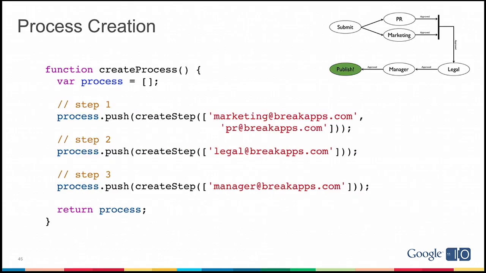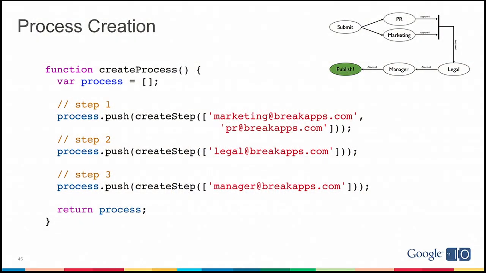Then we're going to create the process. We've got the little diagram of the example process in the top right. It's going to be an array, as we mentioned. So the first step in the array is marketing and PR. So we just simply push back that newly created step onto the array. The second step is legal. The third step is the manager. And then we return the process object. So it's just a slightly more complex JSON object.